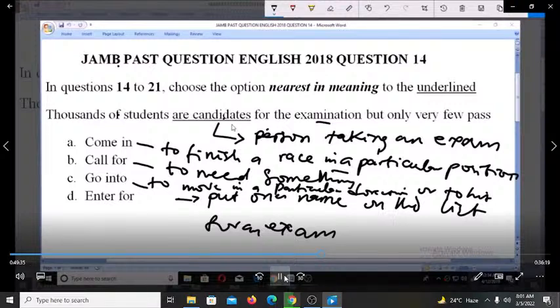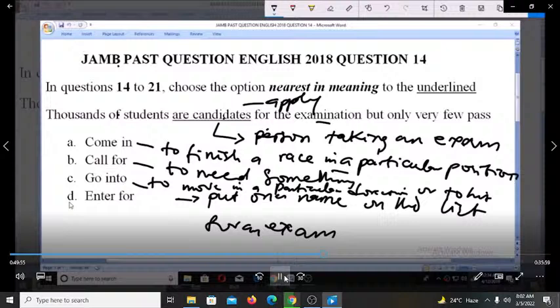Thousands of students applied for an examination. That's the meaning. Or thousands of students entered for an examination, but only few pass. A candidate simply means you apply for something. You are applying for something. Enter for also simply means you are applying for something, or you're going in for something. You're applying for an examination or something.